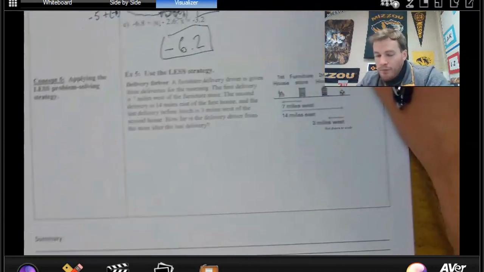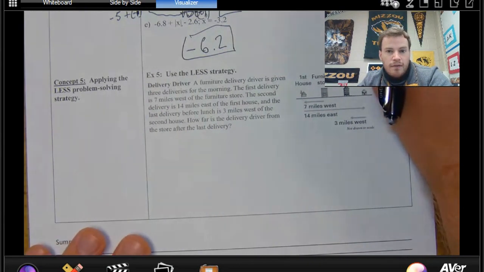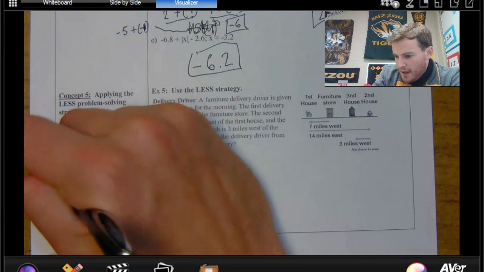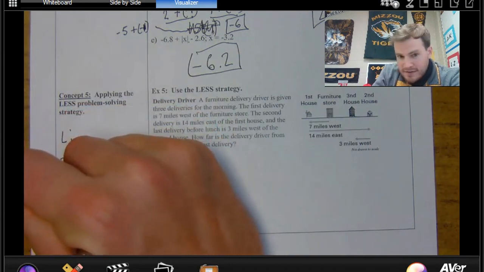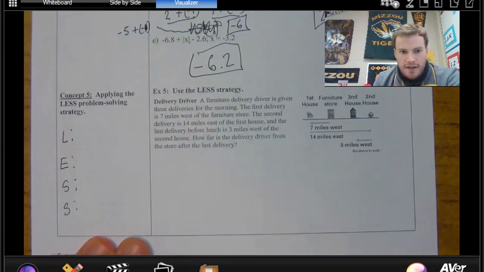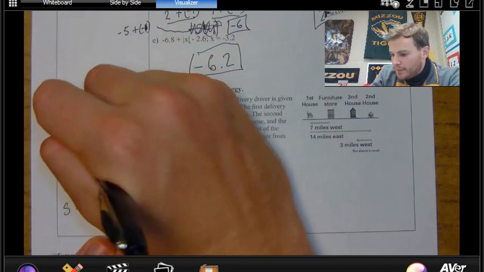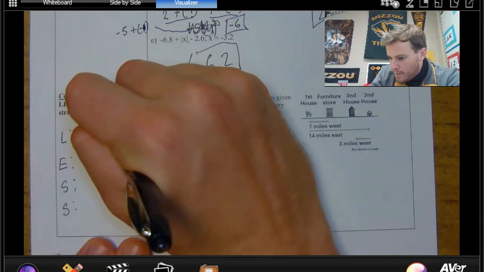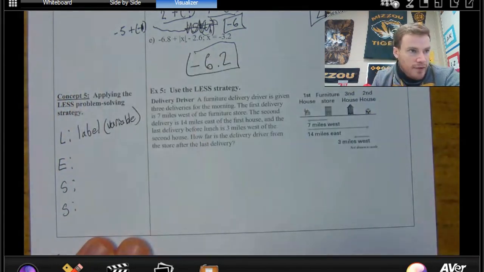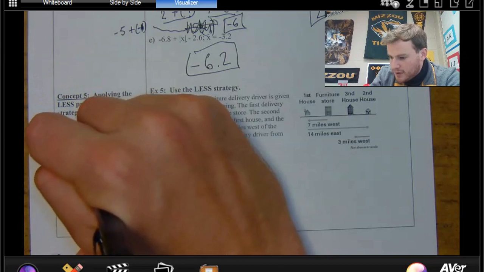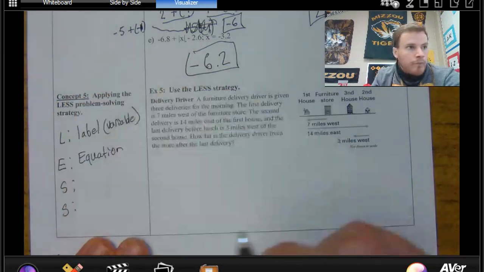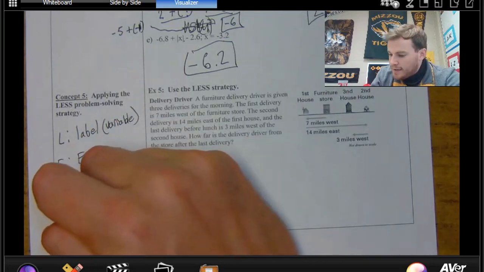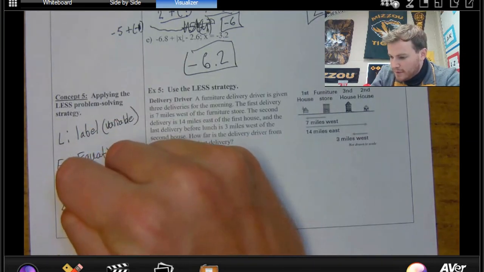Let's use the LESS strategy to solve this problem. I want to remind you the LESS strategy, L-E-S-S. The L stands for label. You need to label and find which variable it is. E stands for equation. You need to create an equation. S stands for solve. And the last S stands for statement.